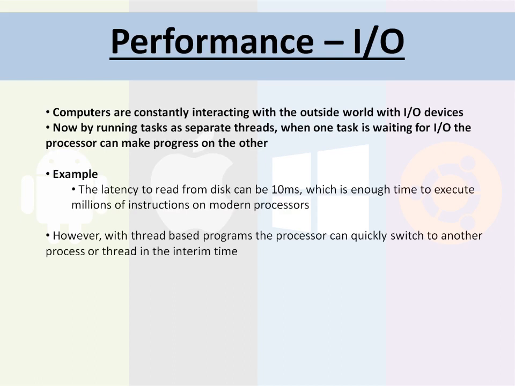The example I give here is that the latency to read from disk can be like 10 milliseconds, for example, which is enough time to execute millions of instructions on modern processors. But with a thread-based program, the processor can quickly switch to another process or thread in that interim time. And that's exactly what we looked at last week.